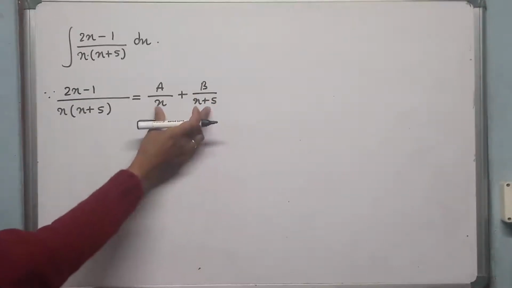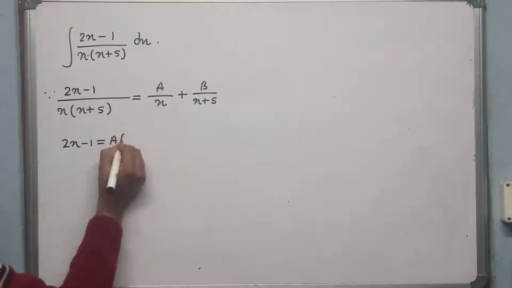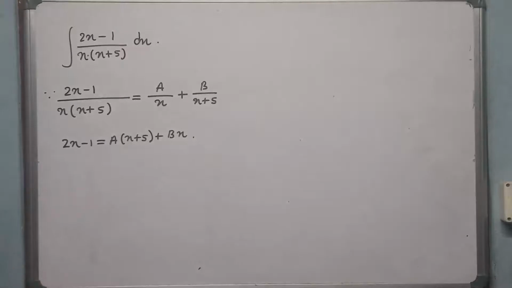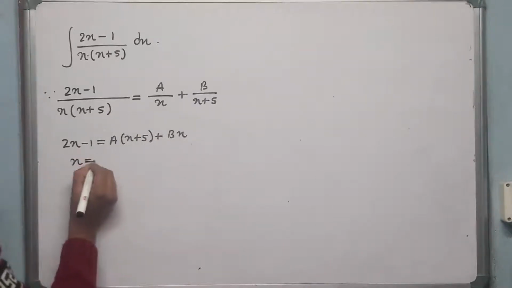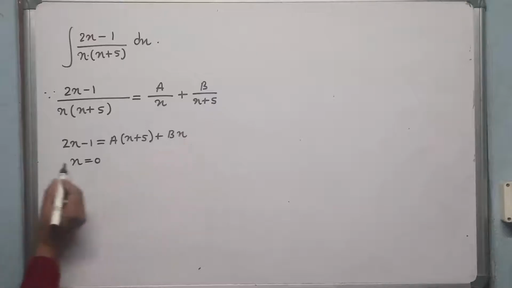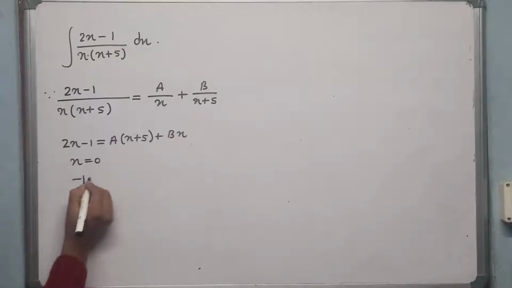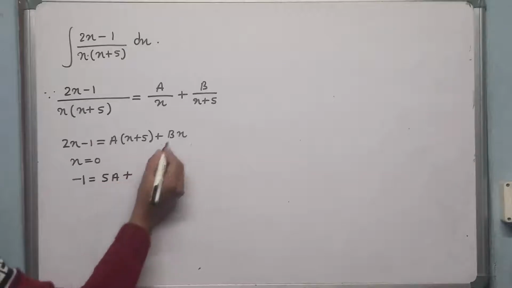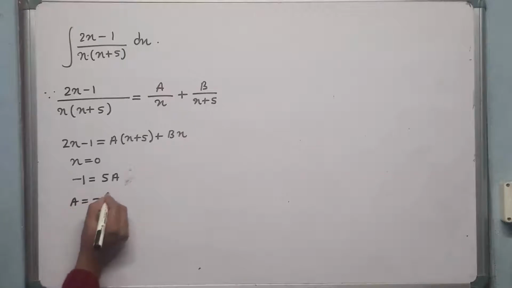If I take the LCM, these two quantities get cancelled. Now we get 2x minus 1 equals A into (x plus 5) plus B into x. The method is the same. To calculate the value of A, you have to make the B quantity 0. So if I consider x equals 0, B into 0 is 0. Now I'll substitute throughout the equation. 2 into 0 is 0, so you get minus 1 equals A into (0 plus 5), which is 5A, plus B into 0, which is 0. Then the value of A will be minus 1 over 5.